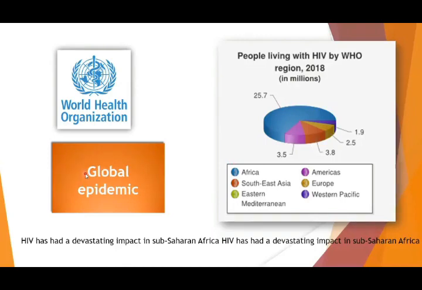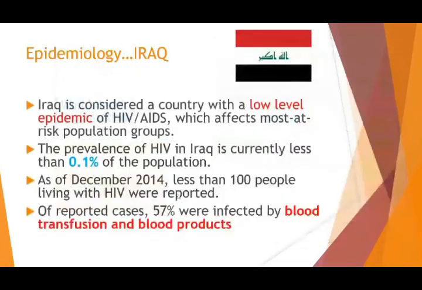So HIV has had a devastating impact in Africa, especially in sub-Saharan Africa. In the Middle East, it is low incidence in comparison to sub-Saharan Africa. What about the epidemiology of HIV infection in Iraq? Indeed, it is considered a country with a low level of epidemic of HIV or AIDS, which affects most at-risk population groups.